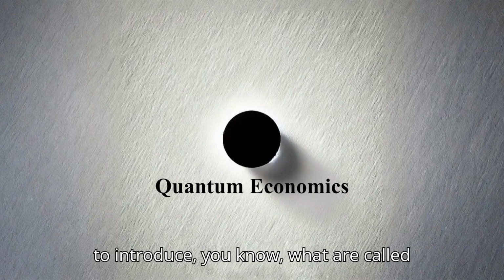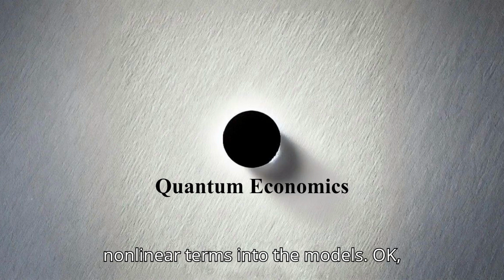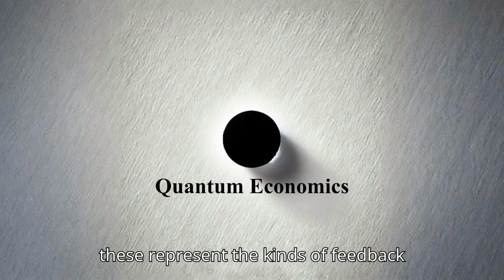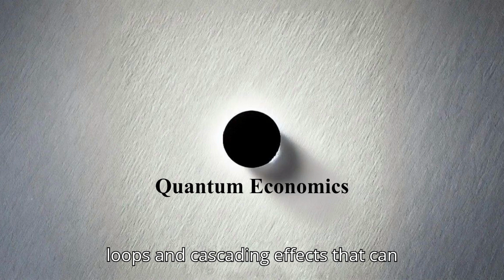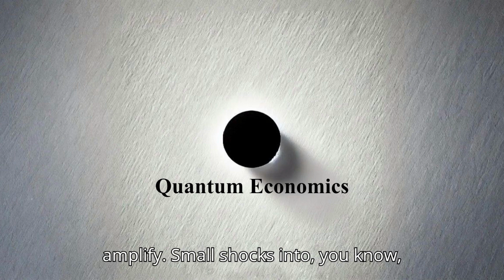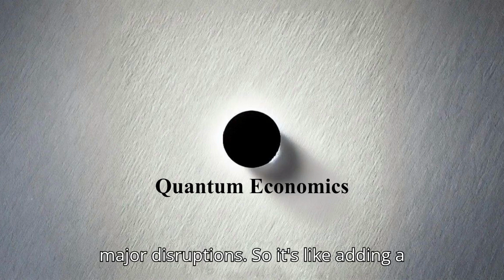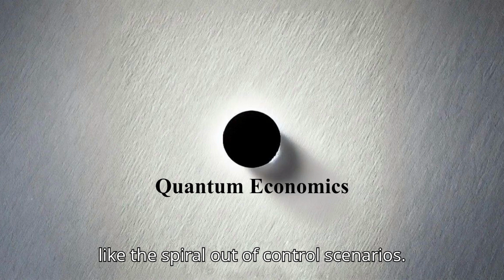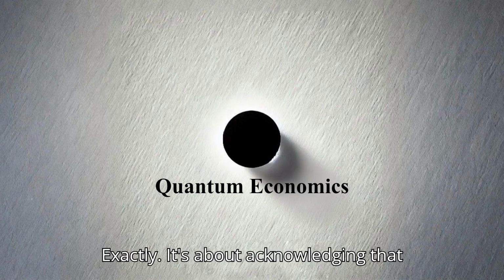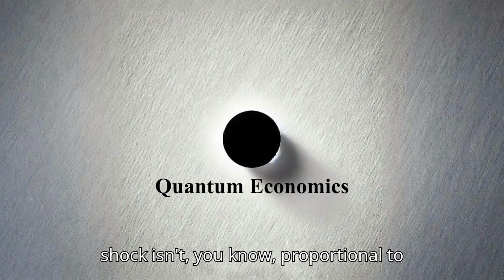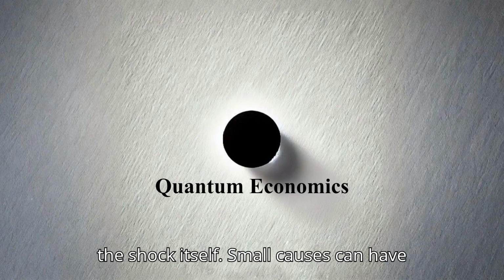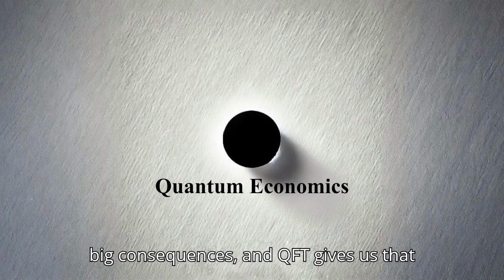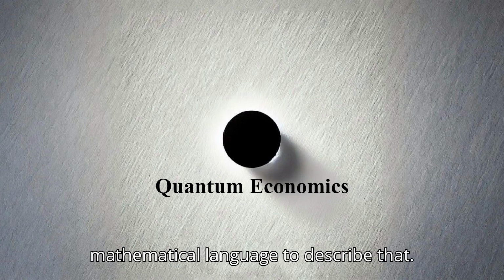Well, one approach is to introduce what are called nonlinear terms into the models. Okay. These represent the kinds of feedback loops and cascading effects that can amplify small shocks into major disruptions. So it's like adding a layer of complexity that captures those spiral out of control scenarios. Exactly. It's about acknowledging that sometimes the system's response to a shock isn't proportional to the shock itself. Small causes can have big consequences, and QFT gives us that mathematical language to describe that.